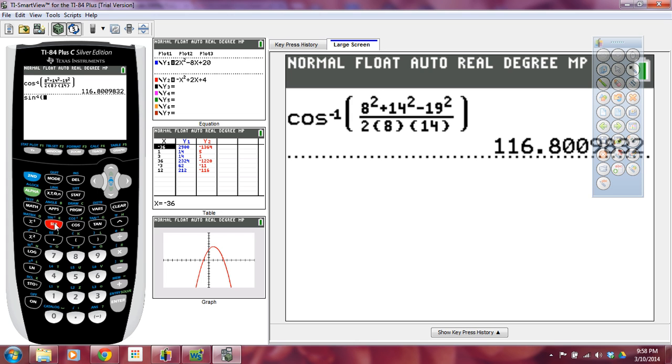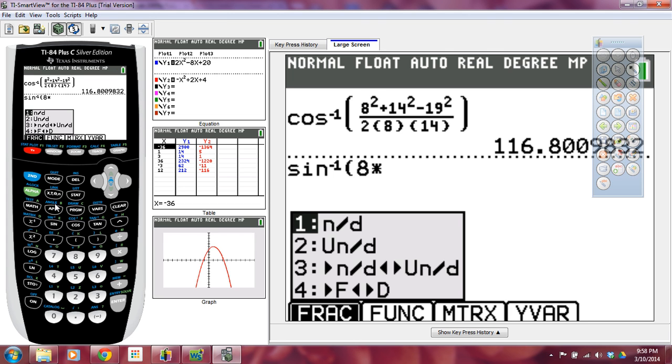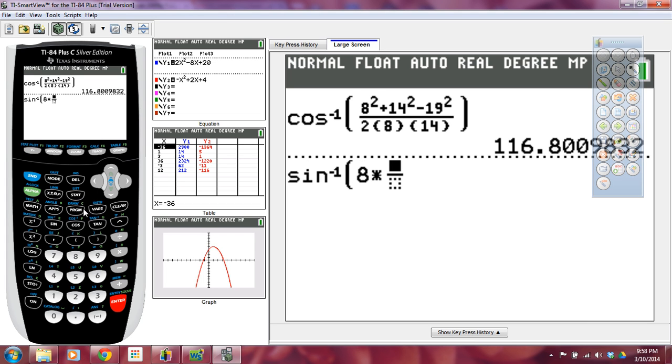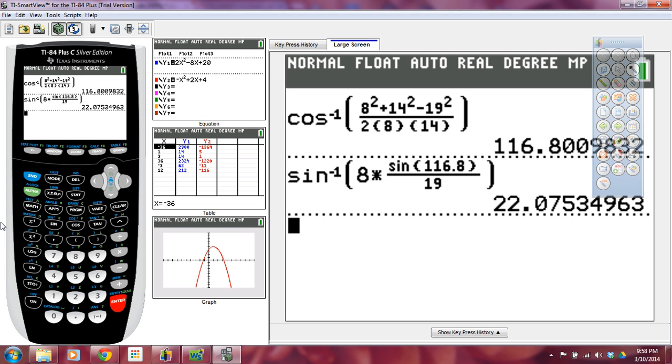All right, so sine inverse of, and then we've got 8 times, and just for kicks and giggles, I'm going to throw up the little thing so we can look at it. Sine 116.8 over 19. Plus, if I do it this way, I know for sure that I'm using parentheses correctly, and all that jazz. So, press enter. That's going to tell me about 22.08.